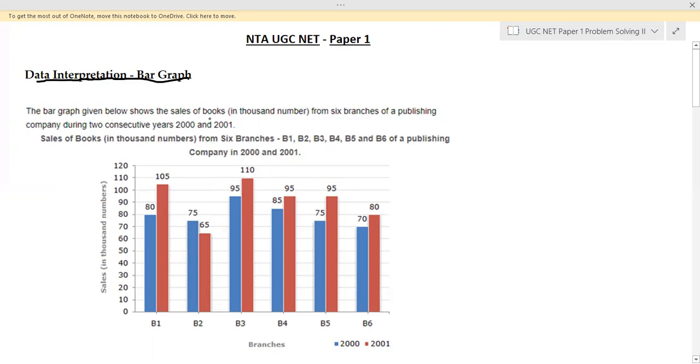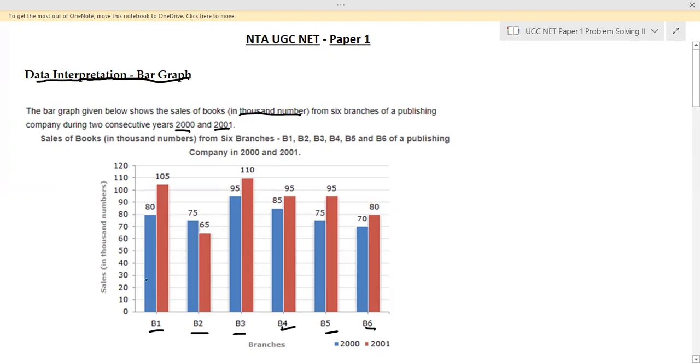The below graph shows the sales of books in thousands. It's very important: they are giving the sales of books in terms of thousand numbers, from 6 various branches of a publishing company during 2 consecutive years, 2000 and 2001. The 6 branches are B1, B2, B3, B4, B5, and B6. You can see those branches given here along the x-axis, and the sales done are given along the y-axis.